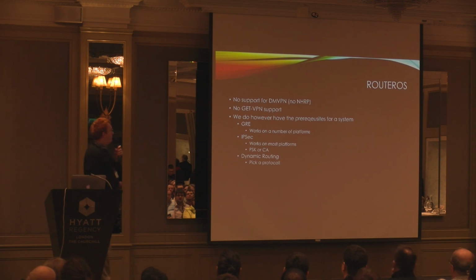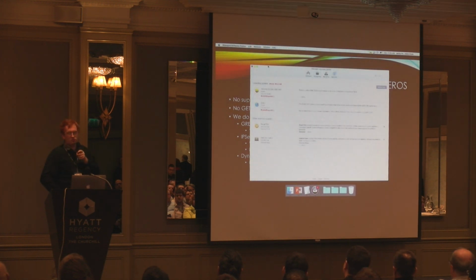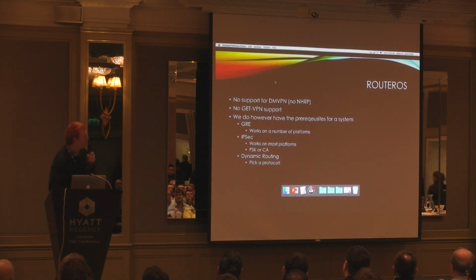RouterOS. How do we do DMVPN? You don't. That's the simple one there. There's no NHRP support. There are a couple of ports for Linux. They don't really work particularly well, unfortunately. To my knowledge, there's no GetVPN support. That leaves us in a little bit of a sticky situation. If you've got loads of MikroTik devices, how are you going to do a dynamic VPN? Well, we've got all the prerequisites for that. We've got GRE, which works on not just the MikroTik devices, but basically on every platform. We've got IPsec, yet again, works on most platforms. And then you've got your dynamic routing as well that you're able to use.